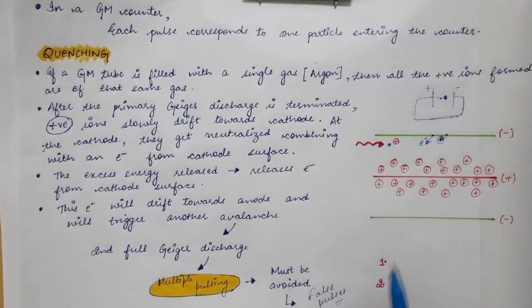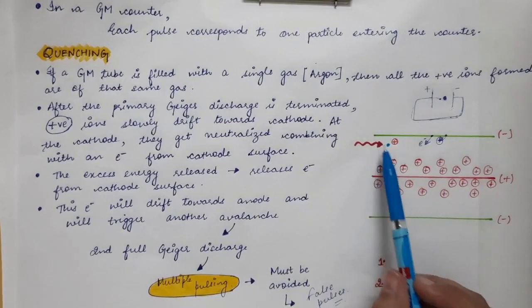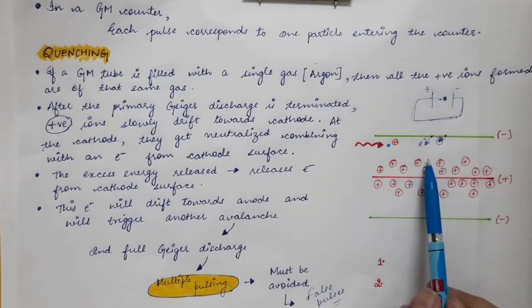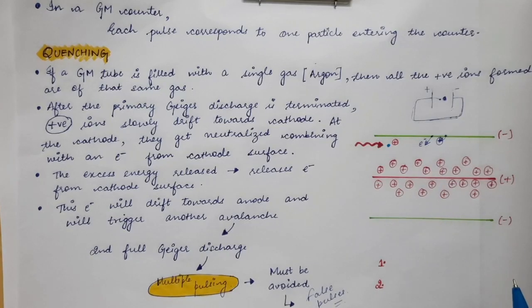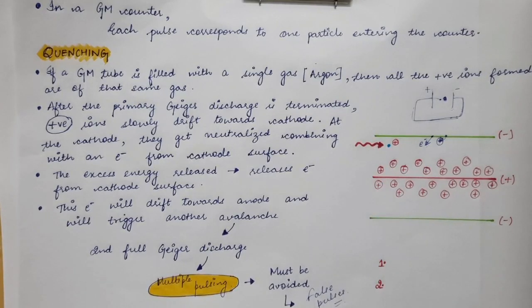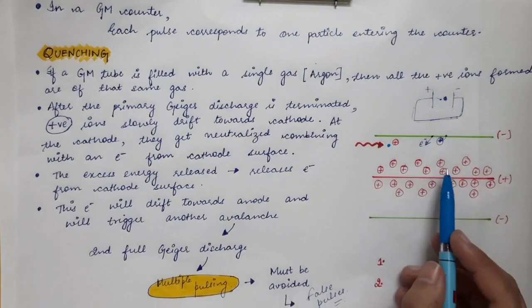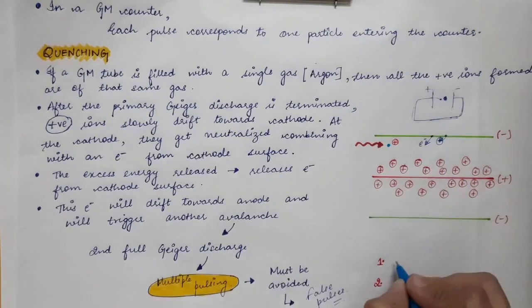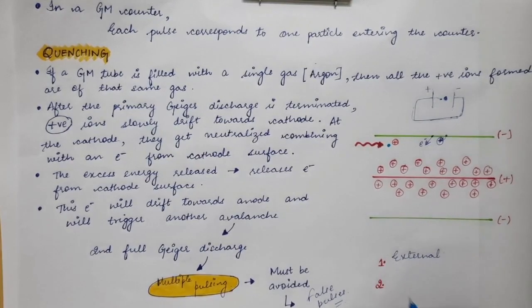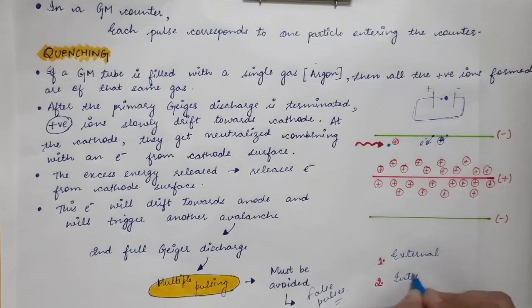So what we want in a GM tube is that when one ionizing particle enters, you get a single pulse across the resistance R. But in this case, you can see that you start getting multiple pulses even if no particle has entered. So this must be prevented, and for this we use quenching techniques. There are two methods to prevent multiple pulsing. First is external quenching and another one is internal quenching.